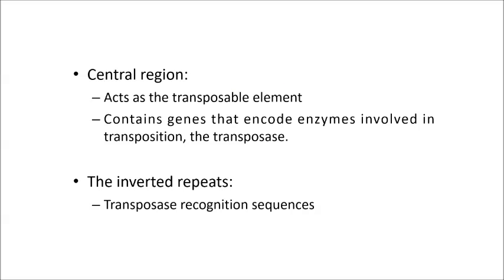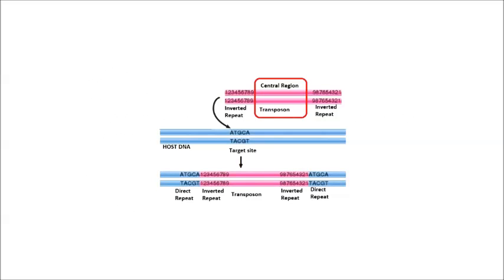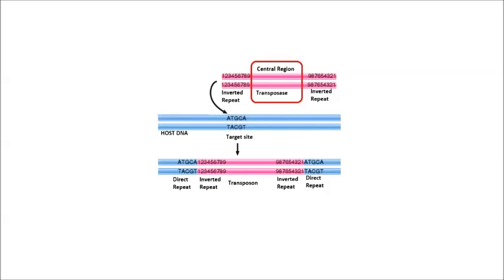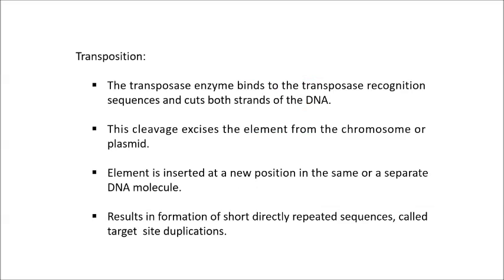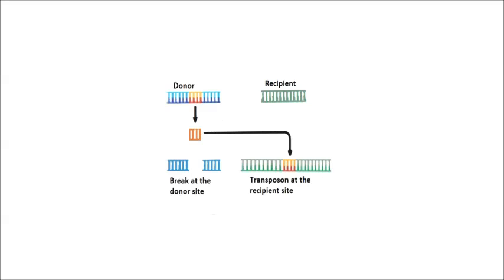The central region of the IS elements contains DNA sequence that acts as the transposable element and also has genes that encode enzymes involved in transposition, the transposase enzyme. And inverted repeats carry the transposase recognition sequences. Now to these sequences, the transposase enzyme binds and then cuts both strands of the DNA. This cleavage excises the element from the chromosome or plasmid so that it can be inserted at a new position in the same or separate DNA molecule. IS elements are therefore known as cut and paste transposons.